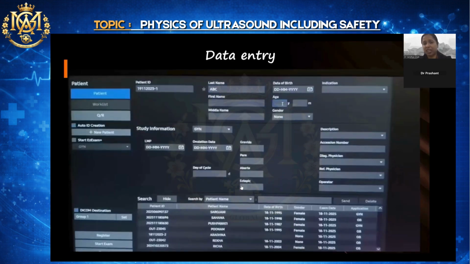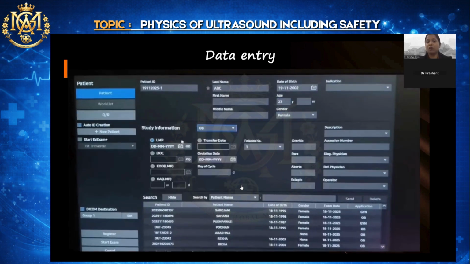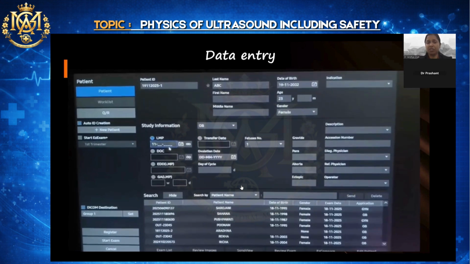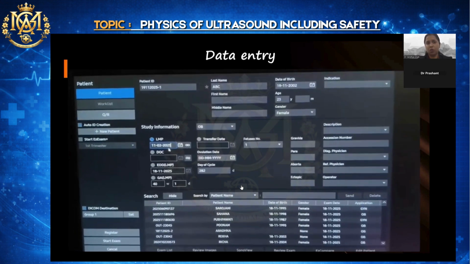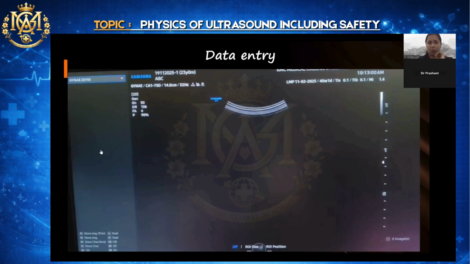See, before starting the examination, I always tell my students the most important thing is how you do the data entry. And this is how I'm entering my patient. You enter the ID, name, age, gender, and then you start the examination. Now, if you see this, I want everybody to be aware of what is written over here. I have chosen a gynec setting. I am using CA1-7 SD Pro, which is giving me penetration of 14 centimeters and the frequency is 32 Hertz.